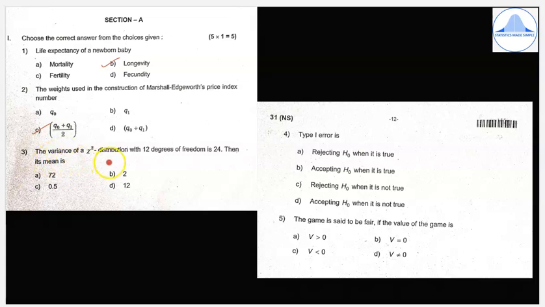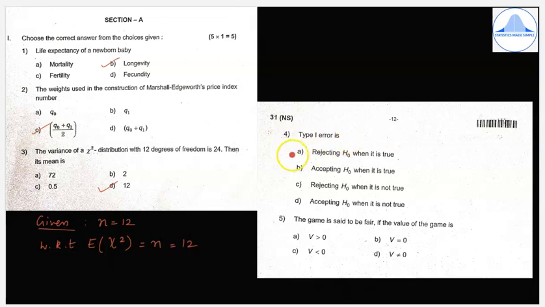Third, the variance of a chi-square distribution with 12 degrees of freedom is 24, then its mean is. So they have given that the degrees of freedom is 12, so n is equal to 12. So we know that the expectation of chi-square, that is the mean of the chi-square distribution, E of chi-square is equal to n, which is equal to 12. So the correct answer is D.